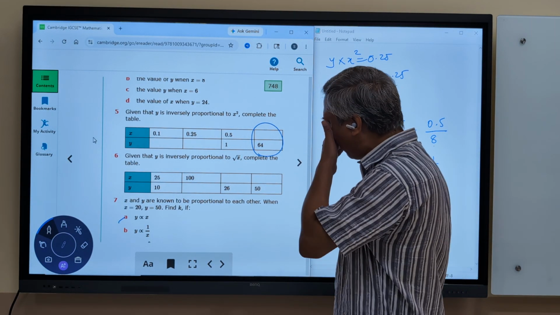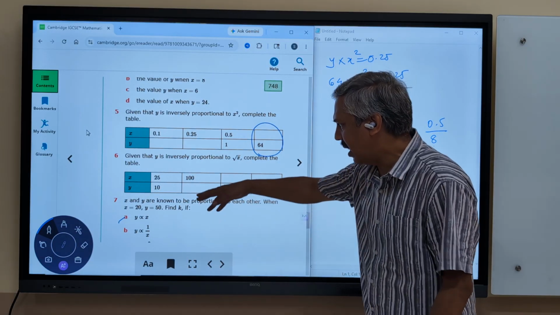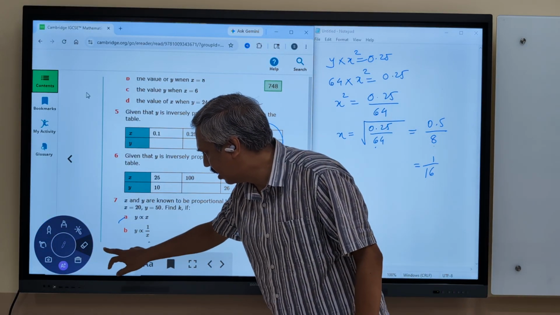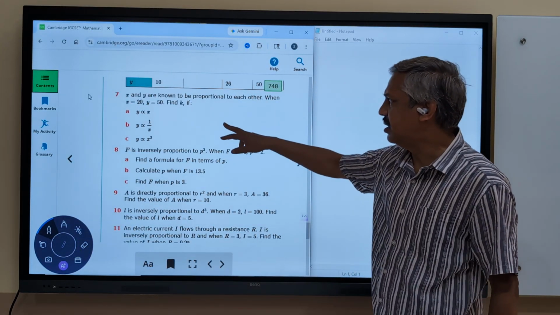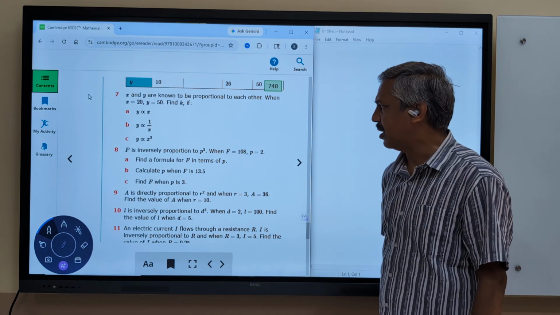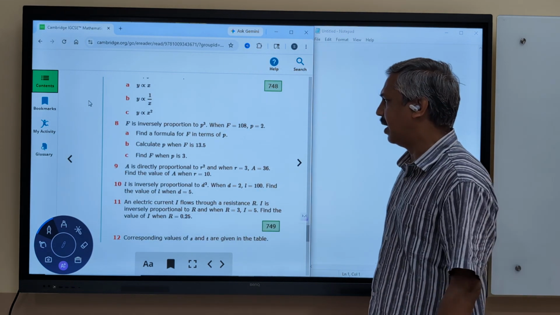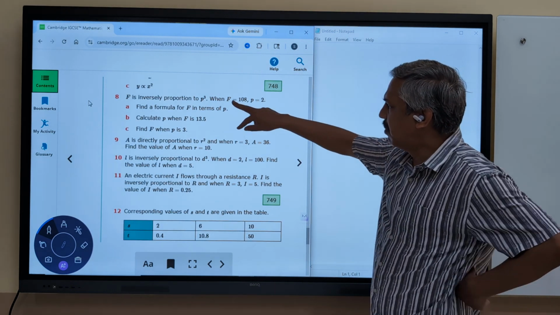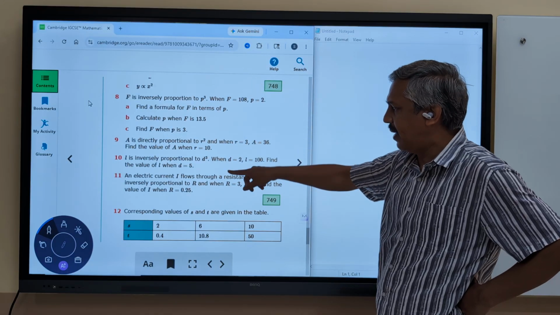Y is proportional to square root of x. Complete the table. And the question number 7. I think these are easy questions. Questions 6 and 7 you can manage. If there is any difficulty, surely tell me. Question number 8 as well. We'll solve question number 9, 10, 11.